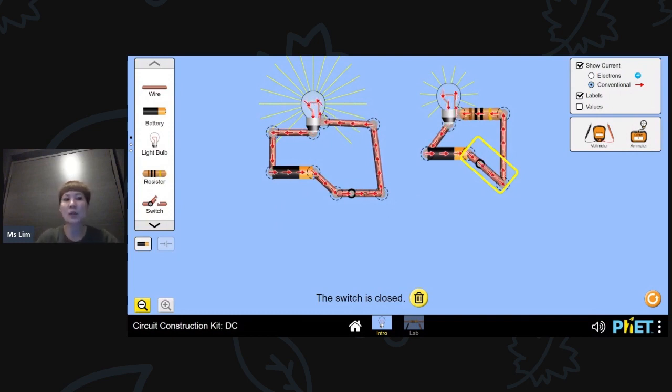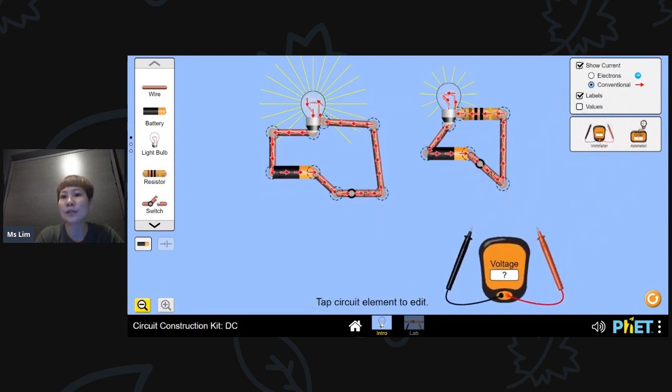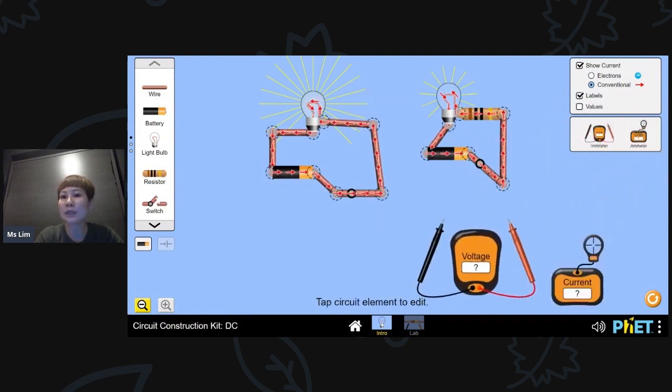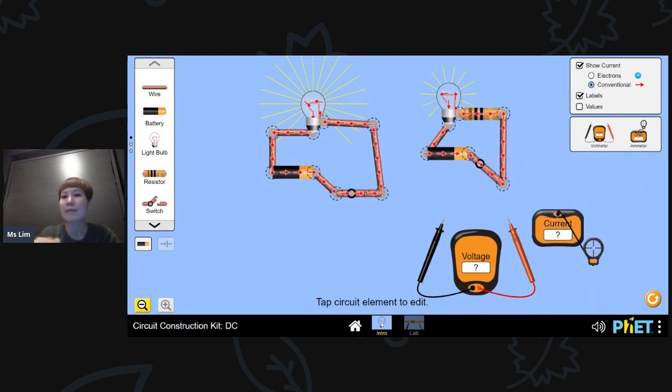So we say that the circuit on the left has a larger current than the circuit on the right. Now, since we are here, let's talk about how we measure current. You have two instruments that you need to be very familiar with, the voltmeter and the ammeter. As the word suggests, the ammeter measures the current. It is related to the word ampere, and the ampere is the SI unit for current.